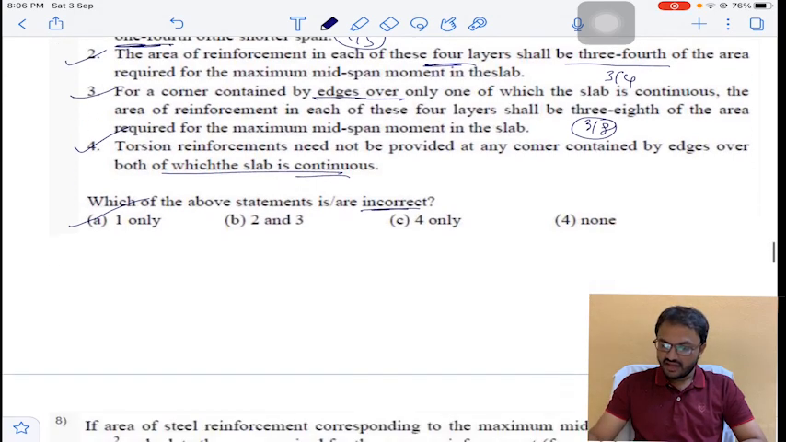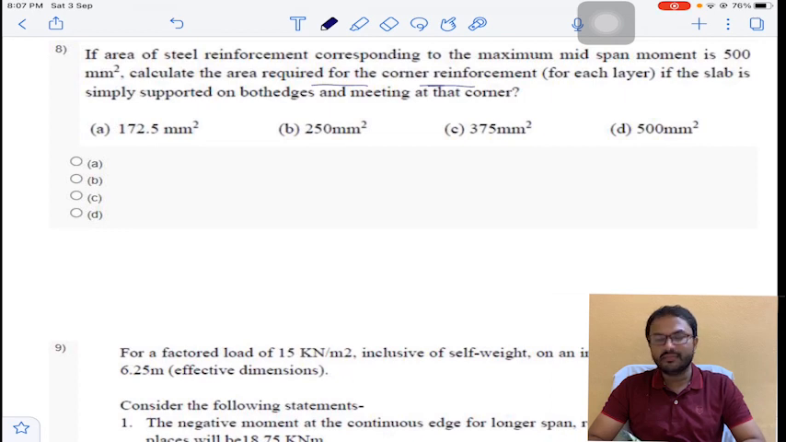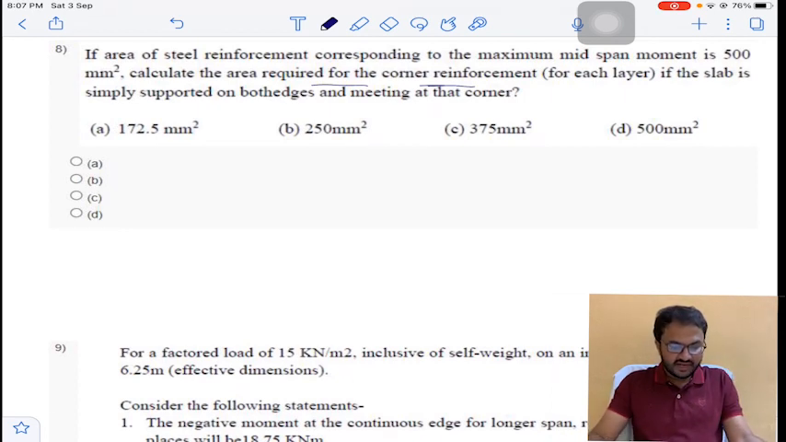Clear? Now coming to question number 8. If area of steel reinforcement corresponding to maximum midspan moment is 500 mm², calculate area required for corner reinforcement of the slab simply supported on both edges and meeting at the corner. So very important, you need to remember. So that is 3/4 of total area.